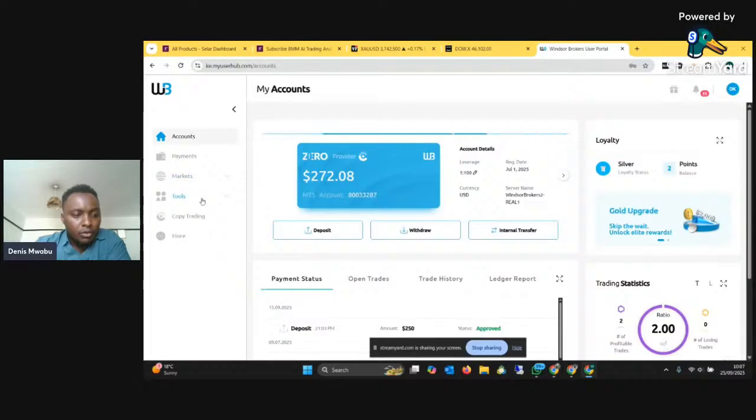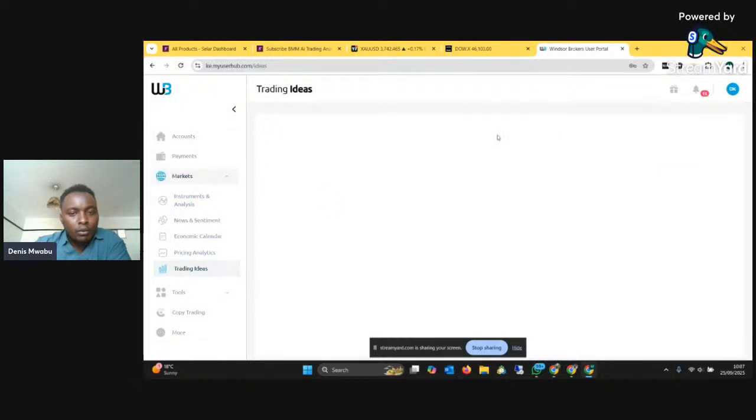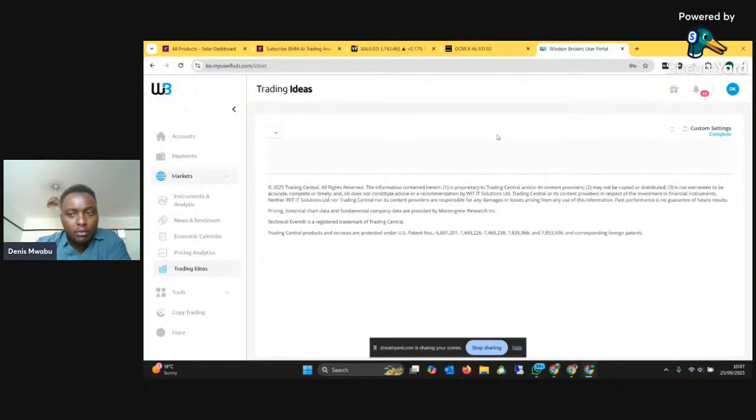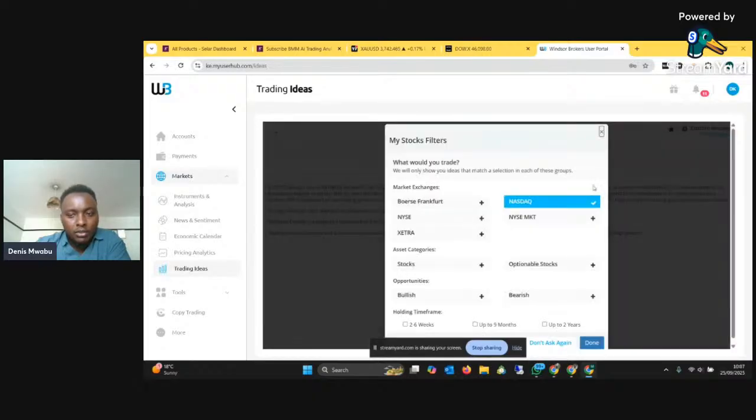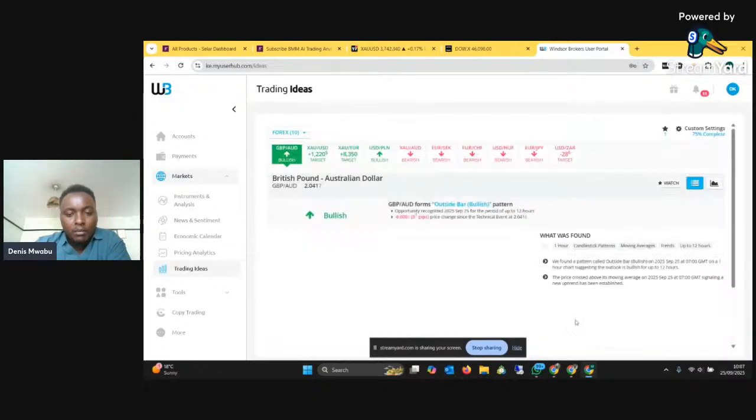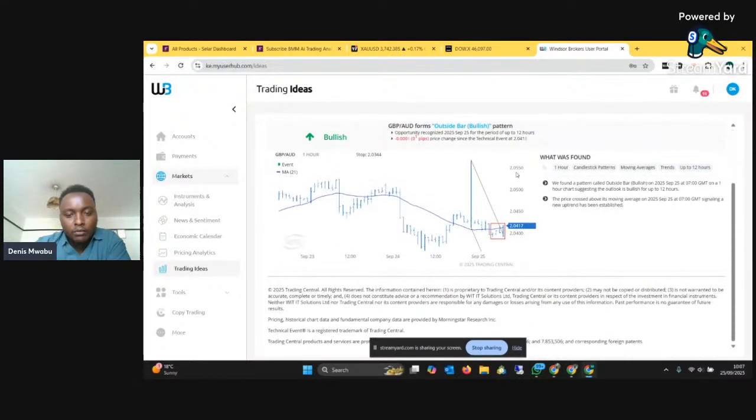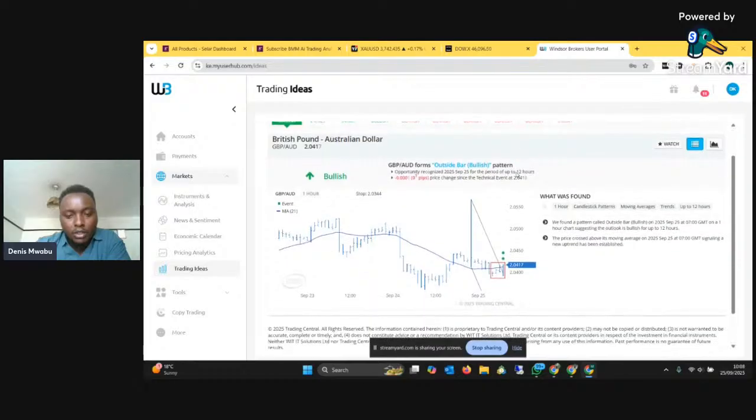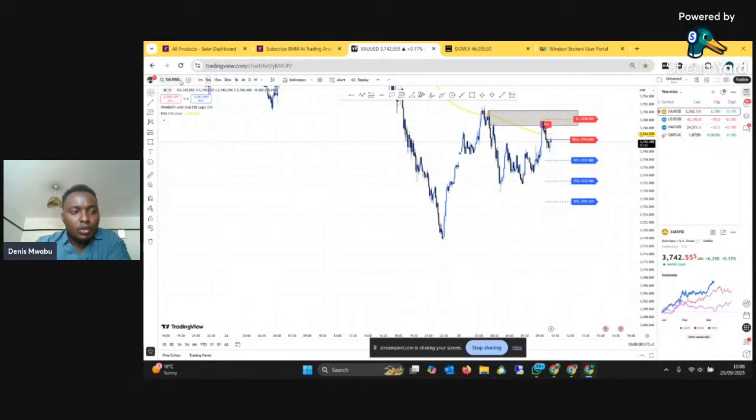Okay, so I'll get into the tools here, how I use these tools, the market, and then trade ideas. How I use these tools, they actually just help me by scanning the market. Other than me scanning the markets manually, they scan the markets for me. For example, here you can see we have GBP AUD on a 1 hour time frame, which is telling me GBP AUD we are looking to buy.